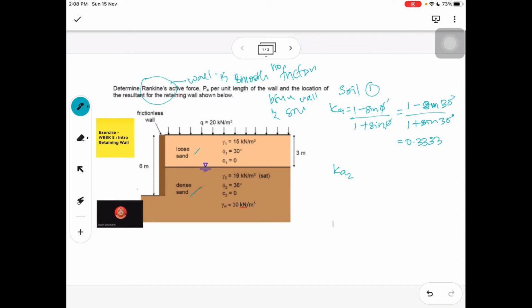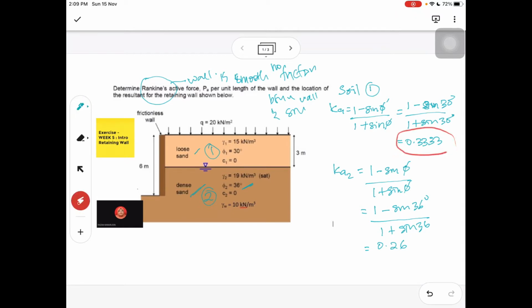For Ka2, for layer 2, this is layer 1, this is layer 2. Ka2 is equal to the same equation, 1 minus sine phi over 1 plus sine phi, where phi is 36 degrees. So 1 minus sine 36 over 1 plus sine 36. The answer is 0.26. Now Ka1 is 0.333 and Ka2 is 0.26, which is lesser than Ka1.